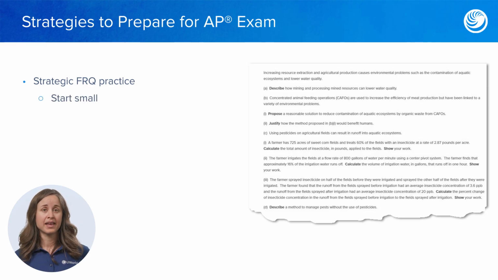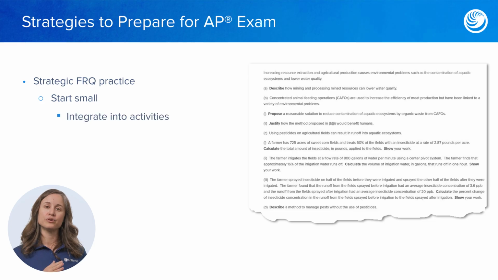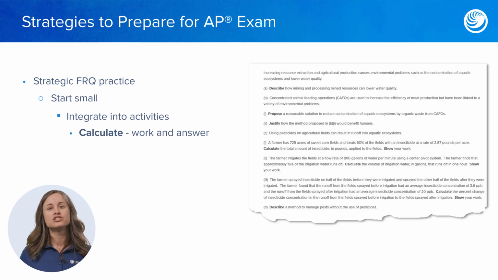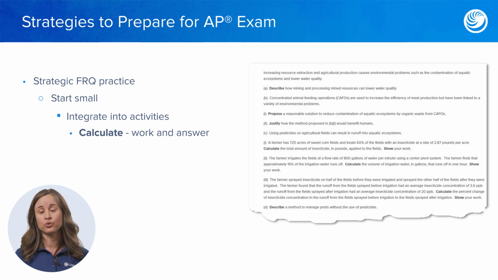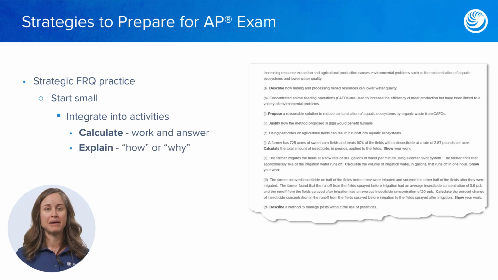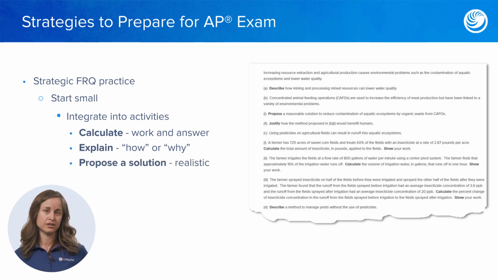So start small. As I mentioned earlier, begin by including FRQ-style questions into labs and activities, and grade the answers similar to how an AP reader would. For example, for the task verb calculate, students should get credit for showing the correct work and credit for the answer. For the task verb explain, make sure students understand that there has to be reasoning provided for how or why that's the answer to get credit.